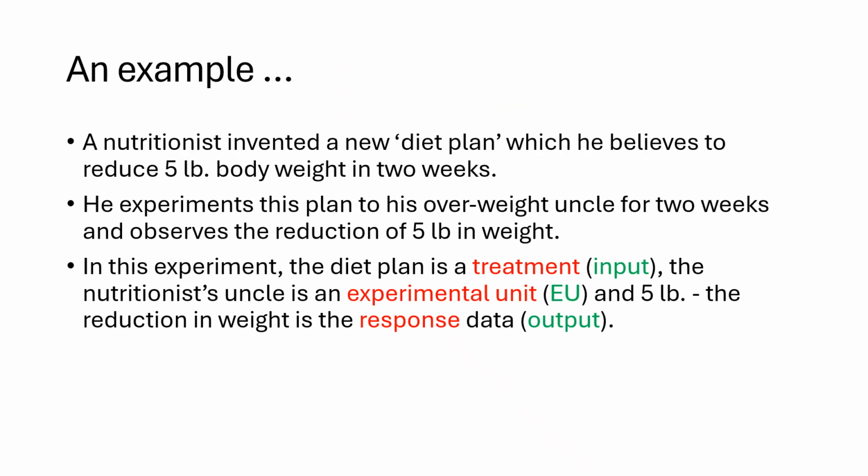A nutritionist invented a new diet plan which he believes reduces 5 lb of body weight in 2 weeks. So he experiments this plan on his overweight uncle for 2 weeks and observes a reduction of 5 lb in weight. So you can see very well that the diet plan is the treatment here. That is your input, and the nutritionist's uncle becomes the experimental unit, and the body weight reduction becomes the response. So data is what we are finally looking for.